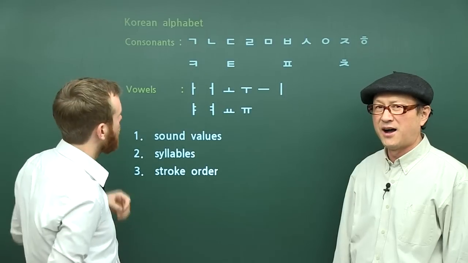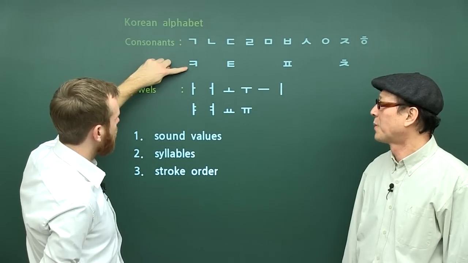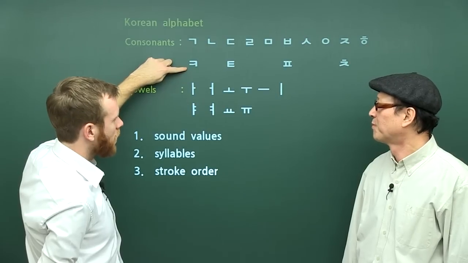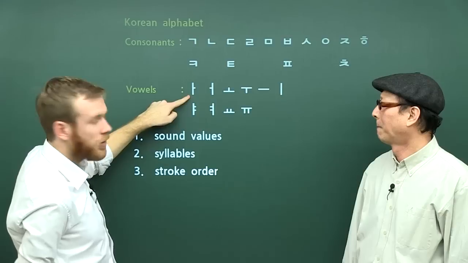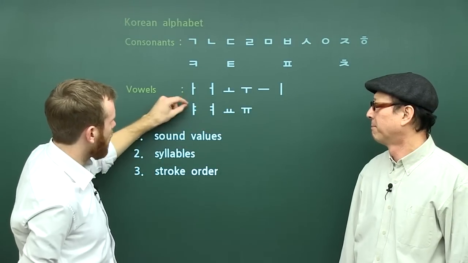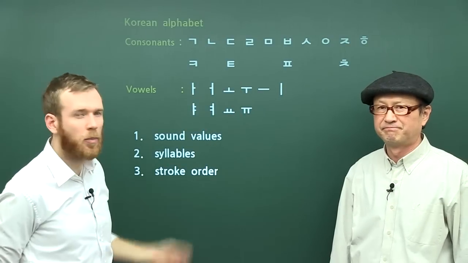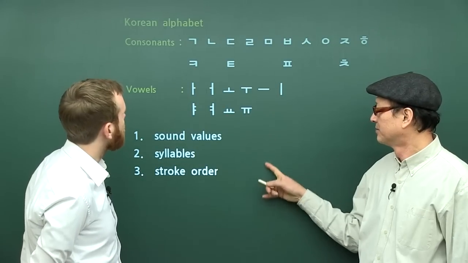So again, up here we had our 10 consonants on the first line, and then four extra consonants, which we'll look at. These are all related, just like our vowels down here. We've got six on the first line, and four on the bottom line. Again, these are all kind of related pairs. So let's look at A and maybe pair it with some consonants.